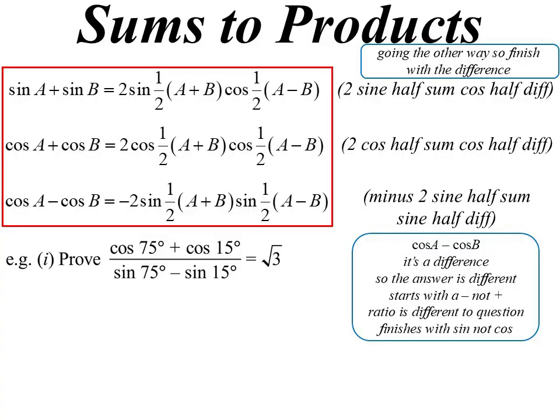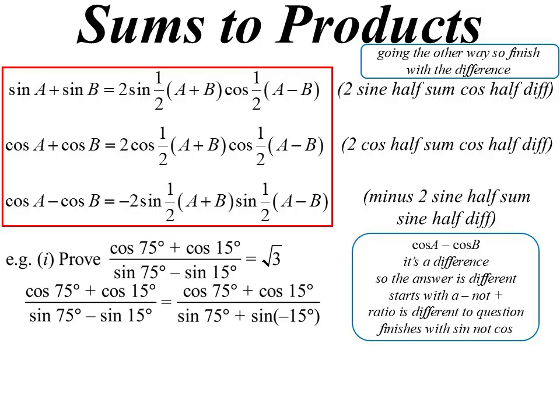So if I now want to prove this one, cos 75 plus cos 15 over sine 75 minus sine 15 equals root 3. And because I've been asked to prove it, I can't just simply go to my calculator and go, oh look, it's the square root of 3. I want to prove this. Well, the first thing I'm going to do is change the denominator to be plus sine of negative 15. Because you'll notice I don't have a formula there for sine minus sine. So I make it sine plus sine by making use of it being an odd function.